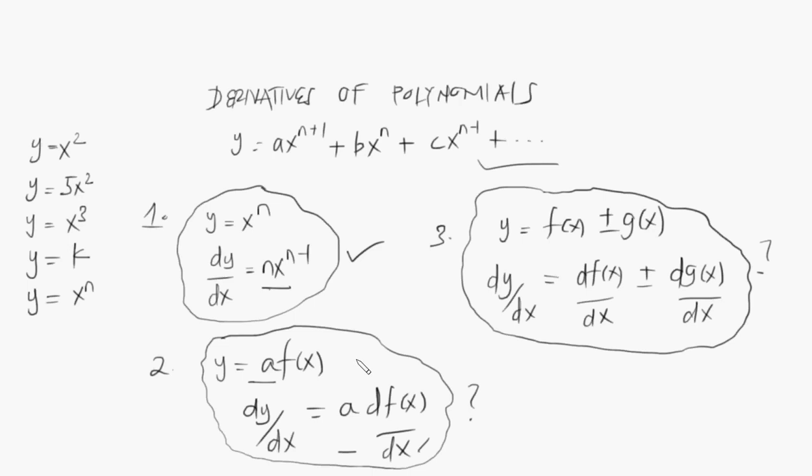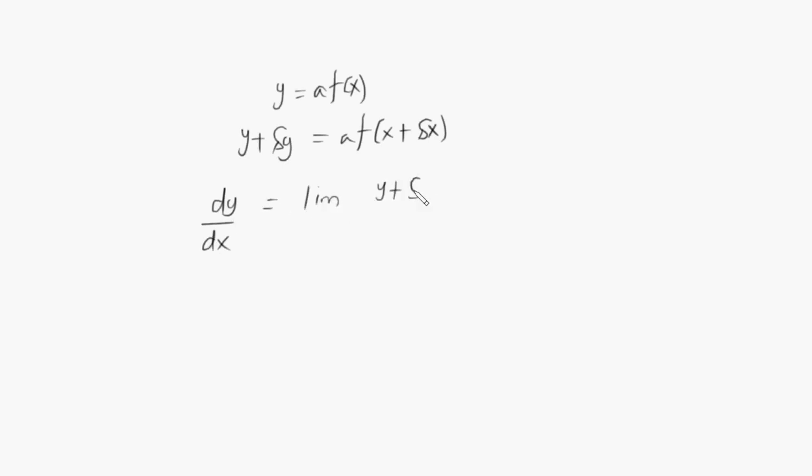So let's start proving this number 2 now. So y equals to a function fx. Now I know that y plus delta y, it means y has increased delta y, so it means x will also increase correspondingly like this. So by first principle now, I know that dy dx is just equal to the limiting value of y plus delta y minus y over delta x as delta x approach 0.